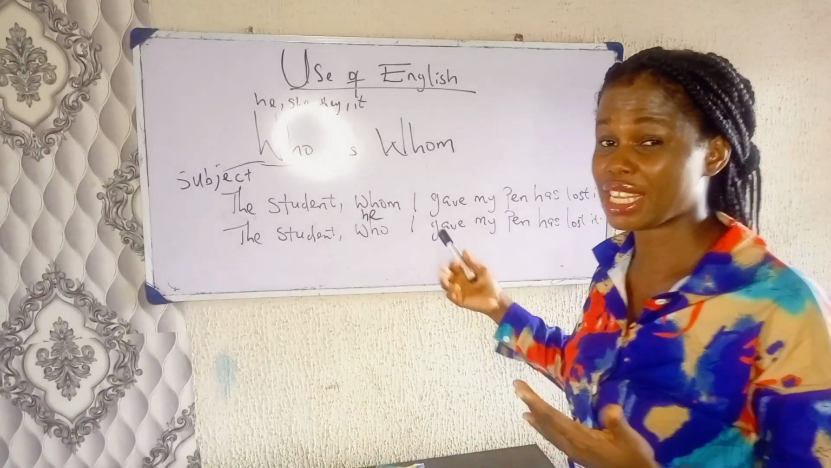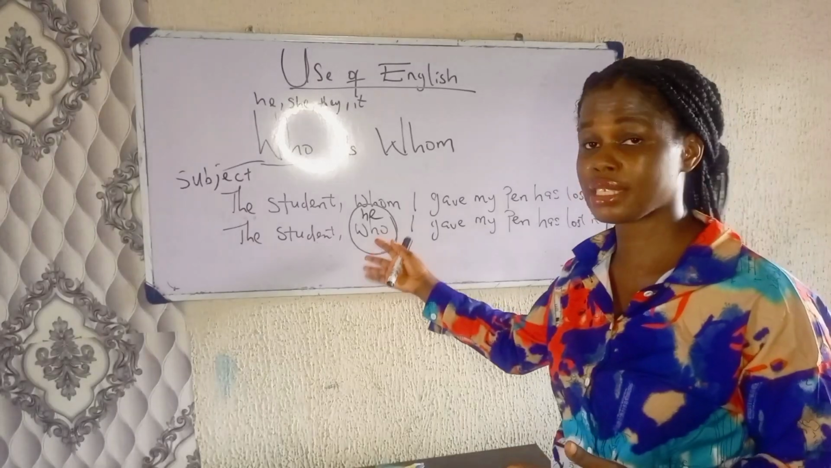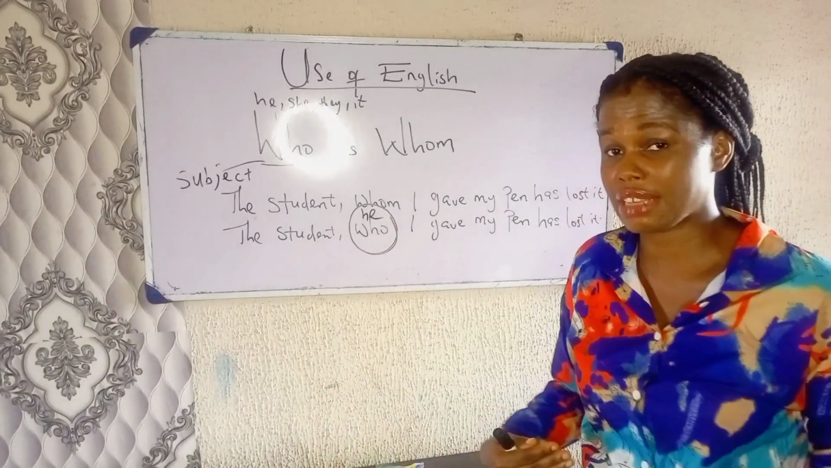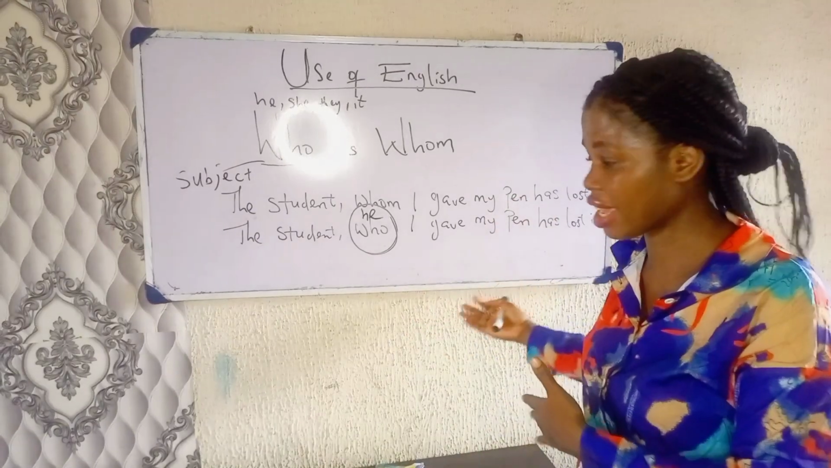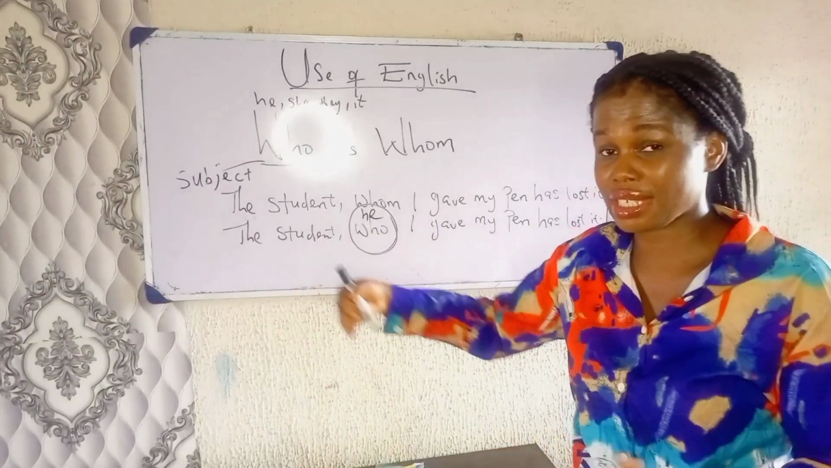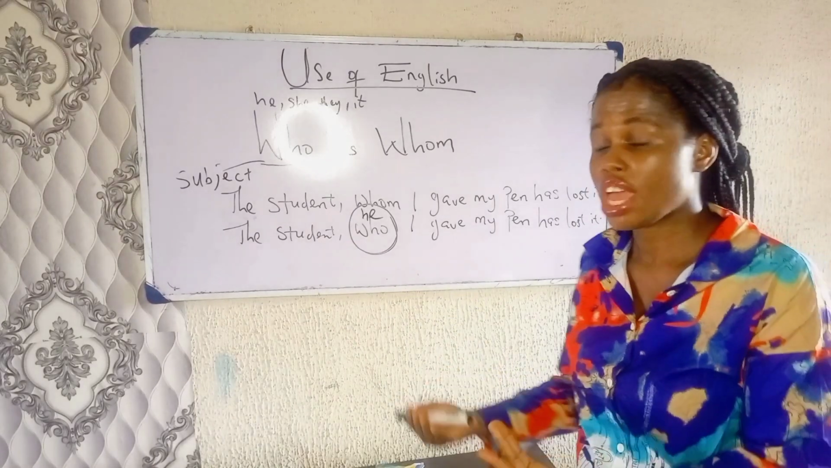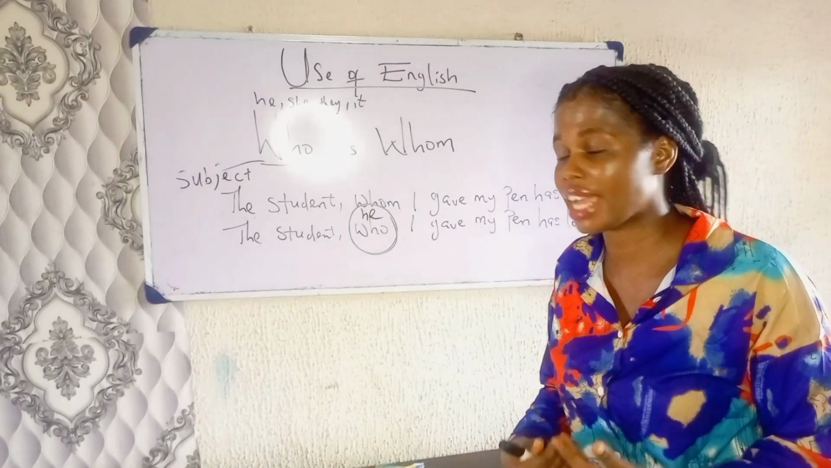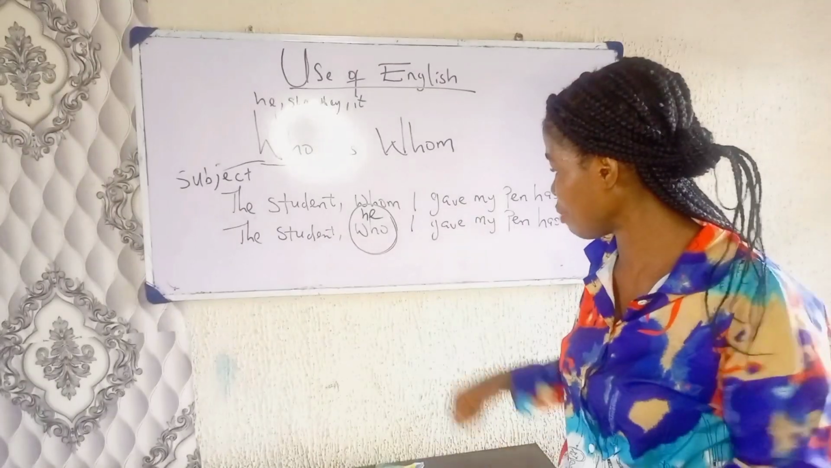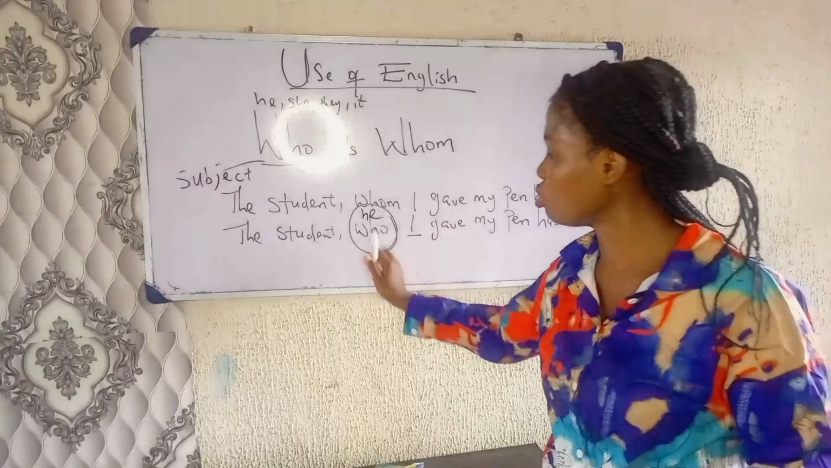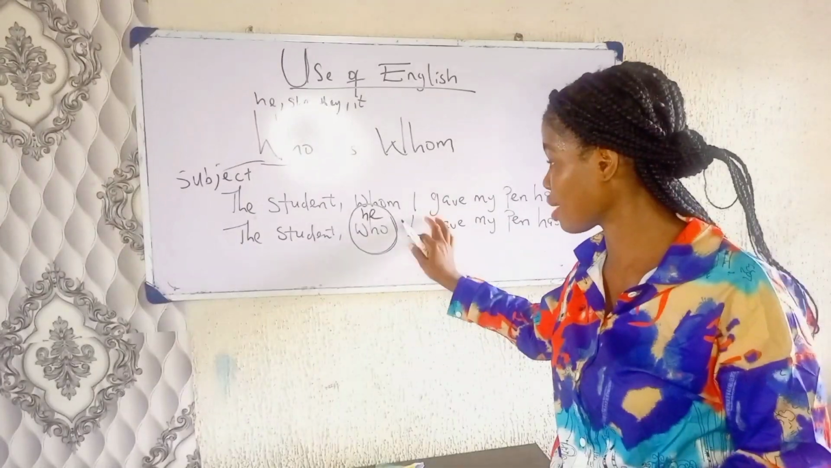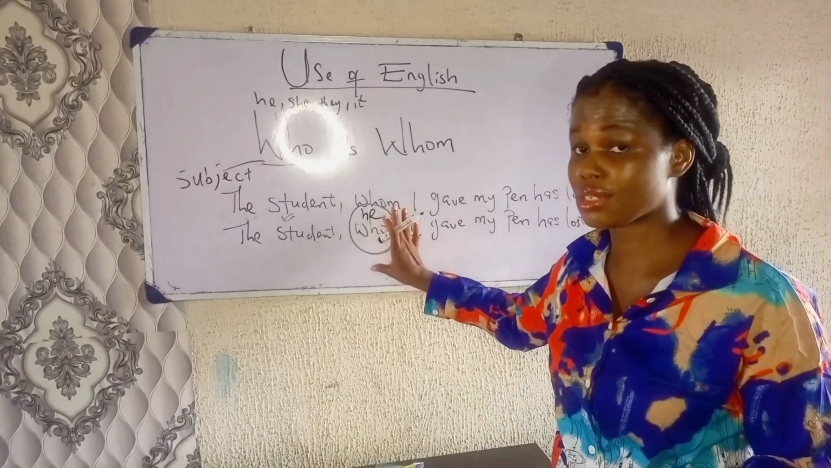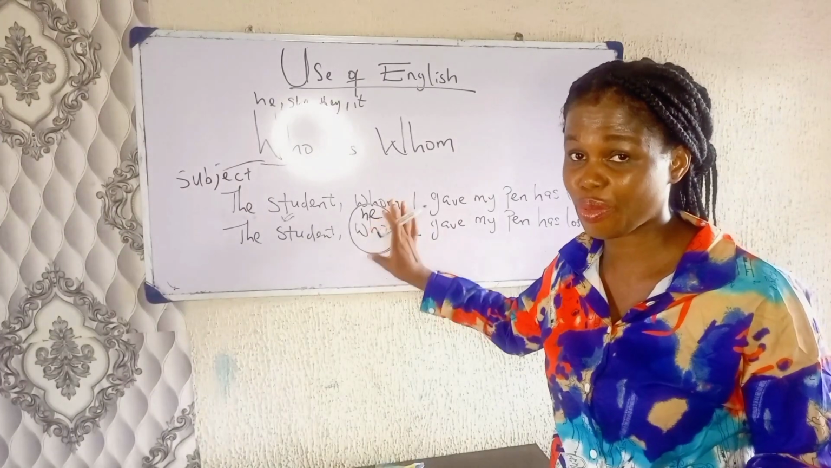He I gave my pen is not correct because the person here refers to the student, and what the student did was to receive and not to give. The student received the pen; he received the action, he did not perform the action. The person that performed the action is I, and who does not talk about I, rather it talks about the student. So that's why it's wrong for you to use a subject relative pronoun here.